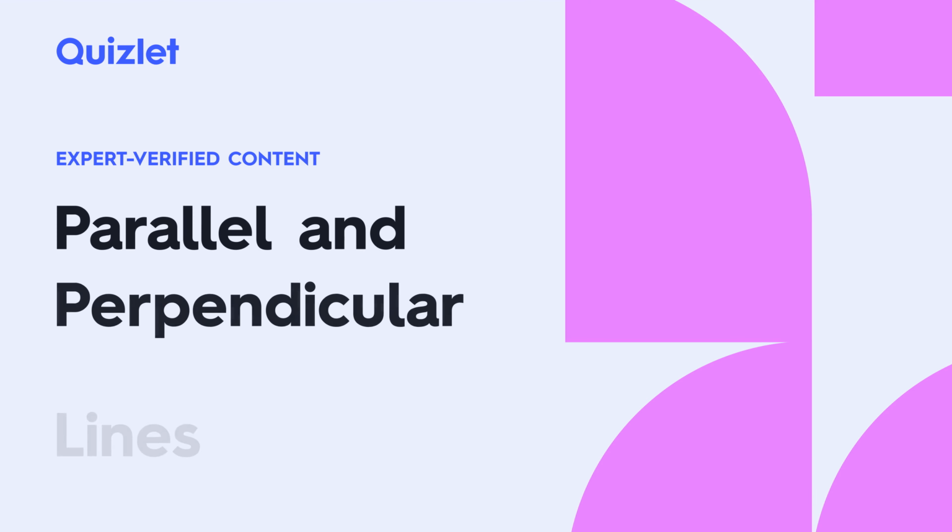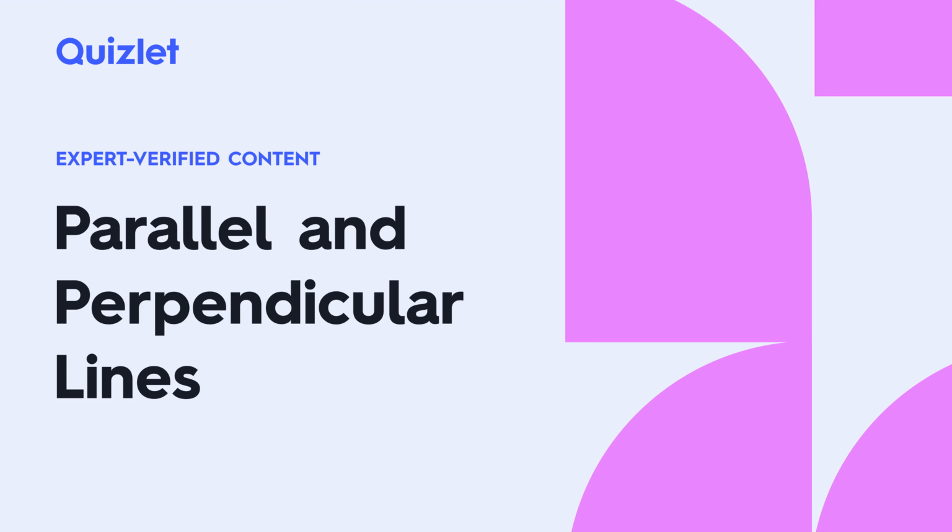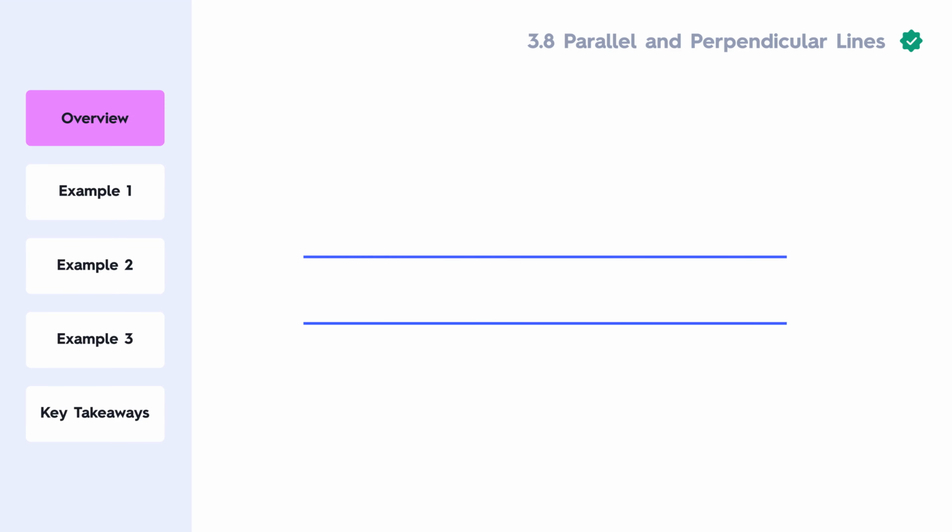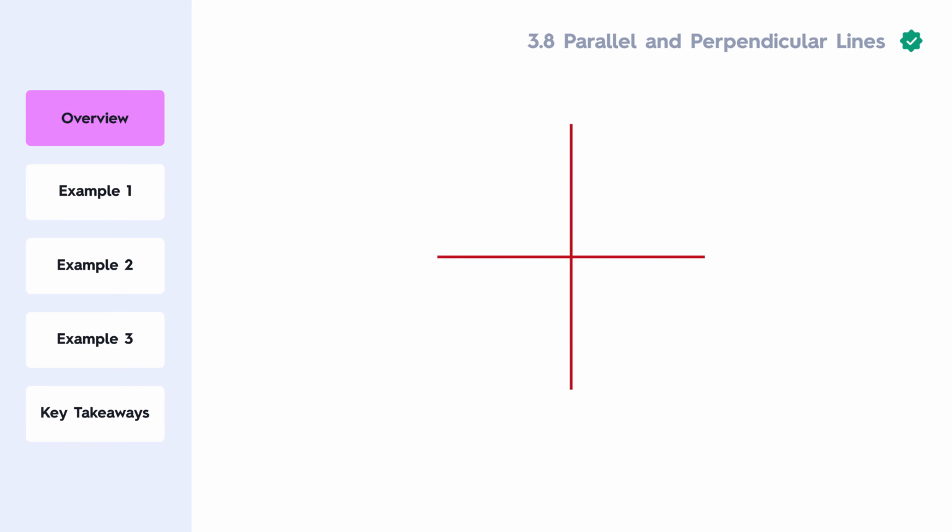Today, we're looking into an important topic: parallel and perpendicular lines. We'll break down what it means for two lines to be parallel or perpendicular, learn how to find their slopes, and solve some problems just like the ones you'll see on the test. By the end of this lesson, you'll be ready to solve any problems about parallel and perpendicular lines with confidence.